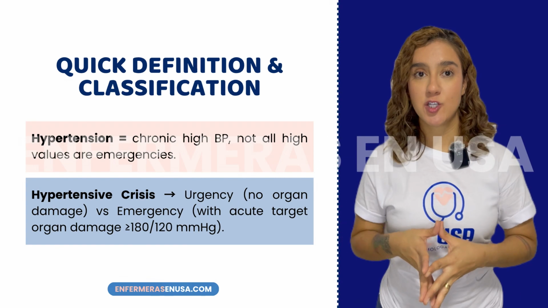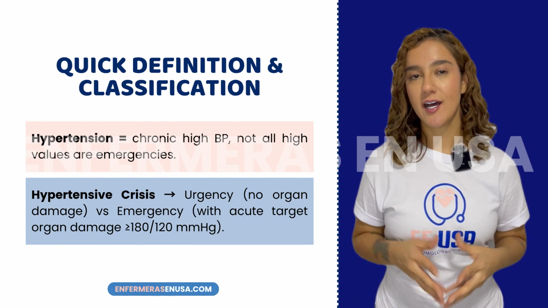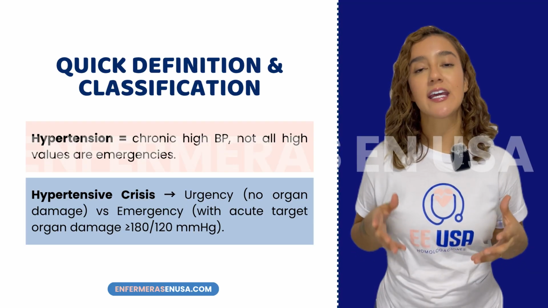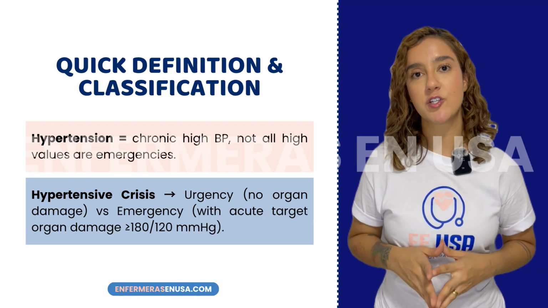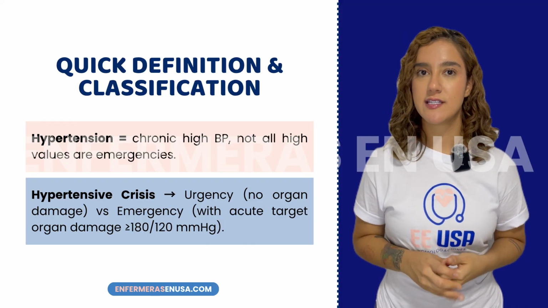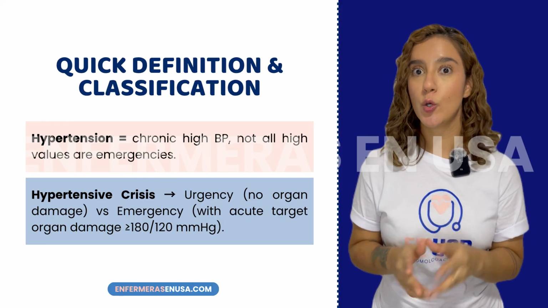Let's talk about definitions. What is hypertension? Hypertension is a chronic condition that increases cardiovascular risk. In the acute setting, not every high blood pressure reading is an emergency. Let's talk about hypertensive crisis. This one is divided into two categories.